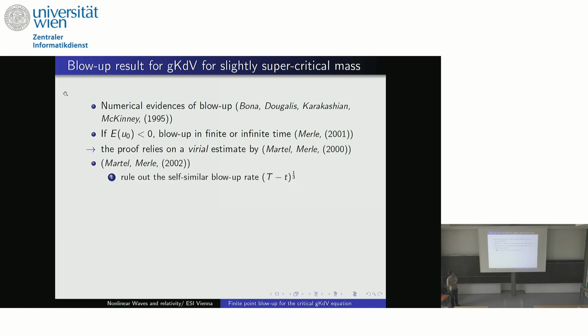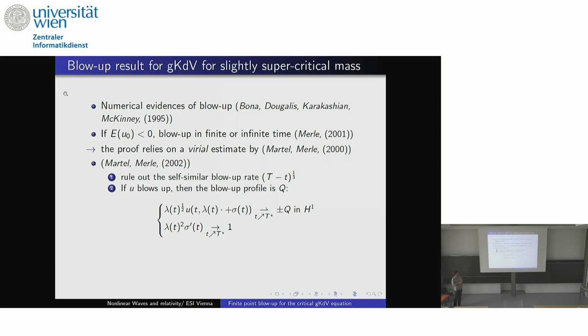Then Martel-Merle also worked to improve these results. They were able in a paper here to rule out the self-similar blow-up rate. So it means that if you have finite time blow-up, the blow-up has to be with a rate quicker than this one. And they also proved that the profile has to be the solitary waves, which is somehow natural for L2 critical equations. Moreover, they have this identity on the geometric parameters, the dilation parameter and the translation parameter.